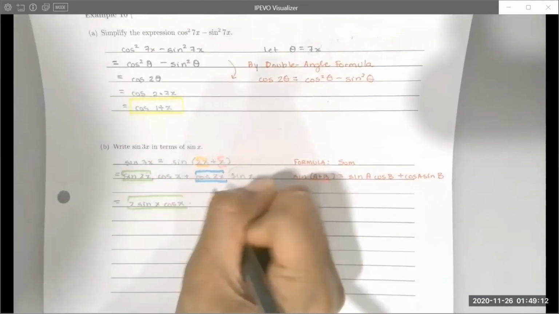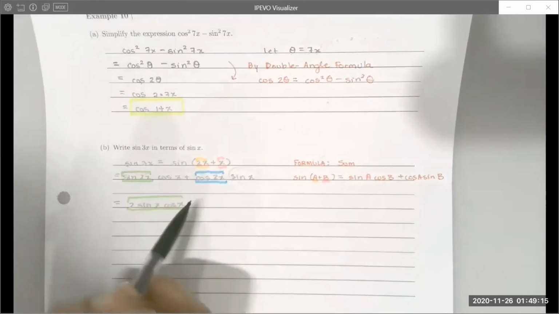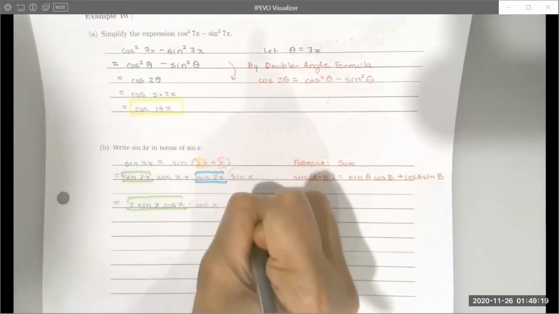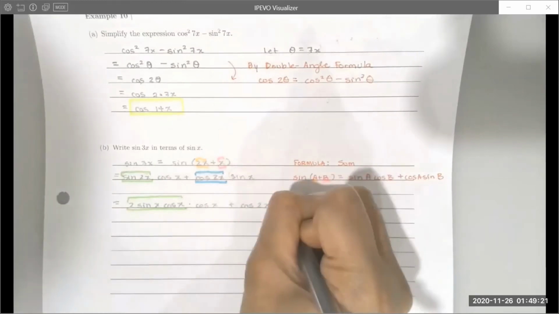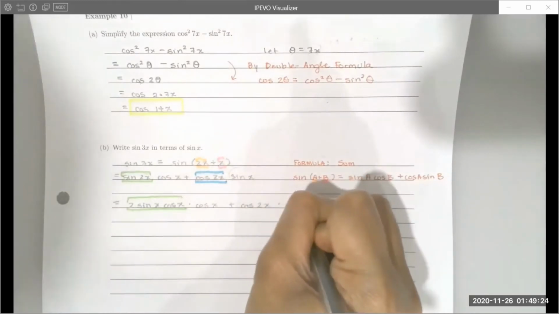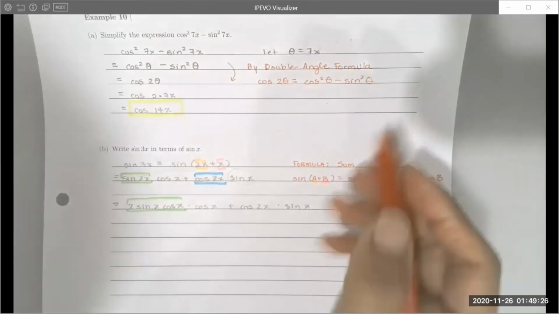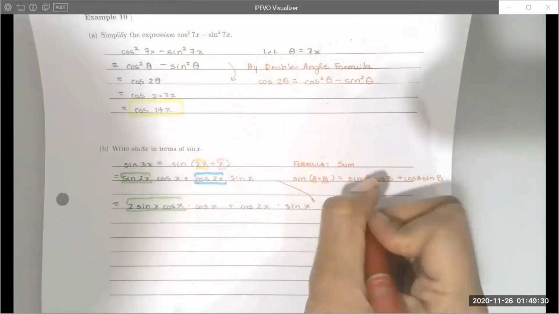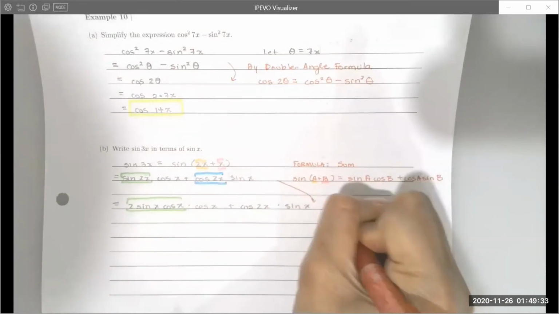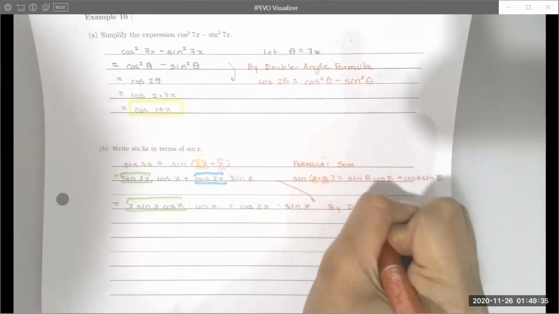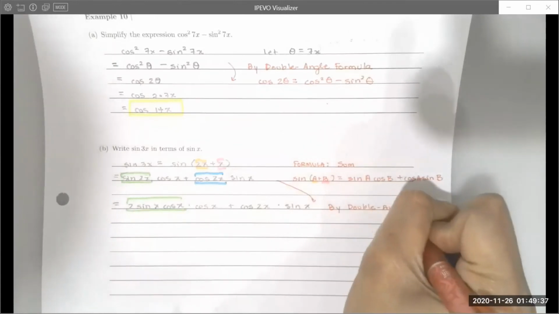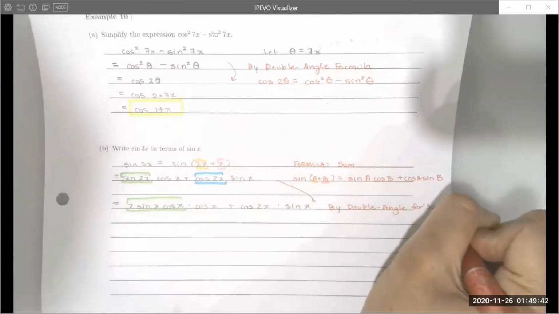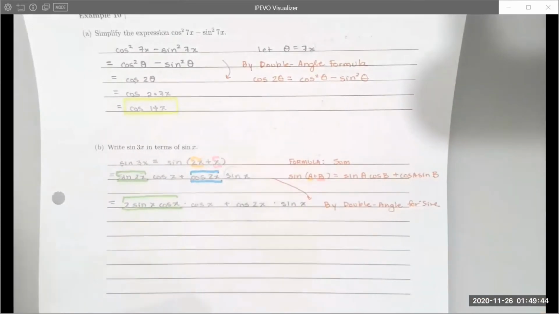And then I'm going to bring down the rest of the term, so times cosine of x plus cosine of 2x times sine of x. I'm just going to make a comment here. From that step to this step, we're using the double angle formula for sine.